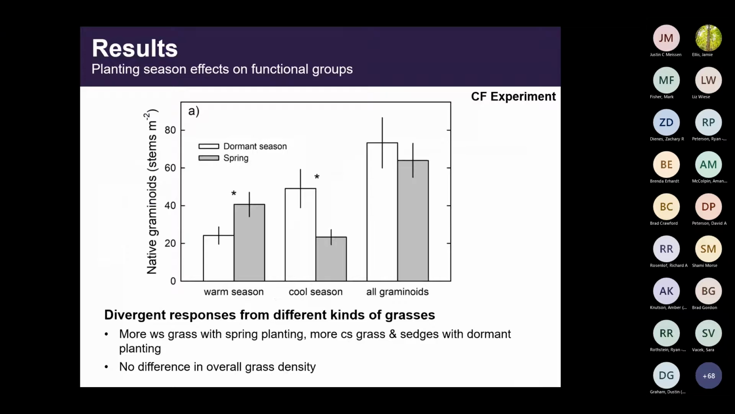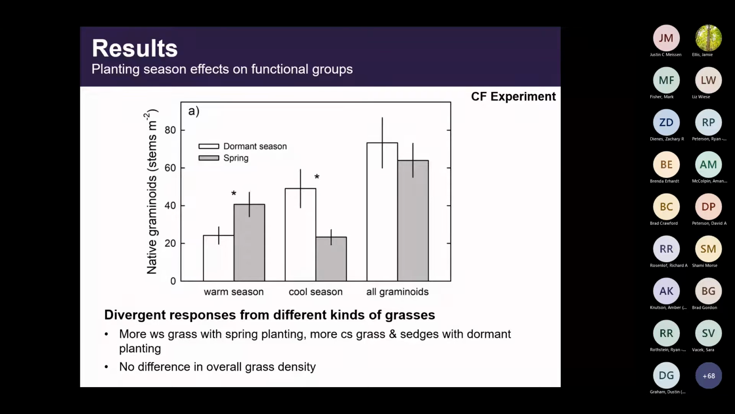Okay, so in earlier graphs, we saw that planting time didn't tend to influence native plant density. However, it did influence the density of functional groups. So now we're going to break out plant density by graminoids and forbs, and then further by phenological functional groups within those. So here we're looking at how native grasses are affected by planting time. On the y-axis, again, stems per square meter, and then the x-axis gives us our functional groups.